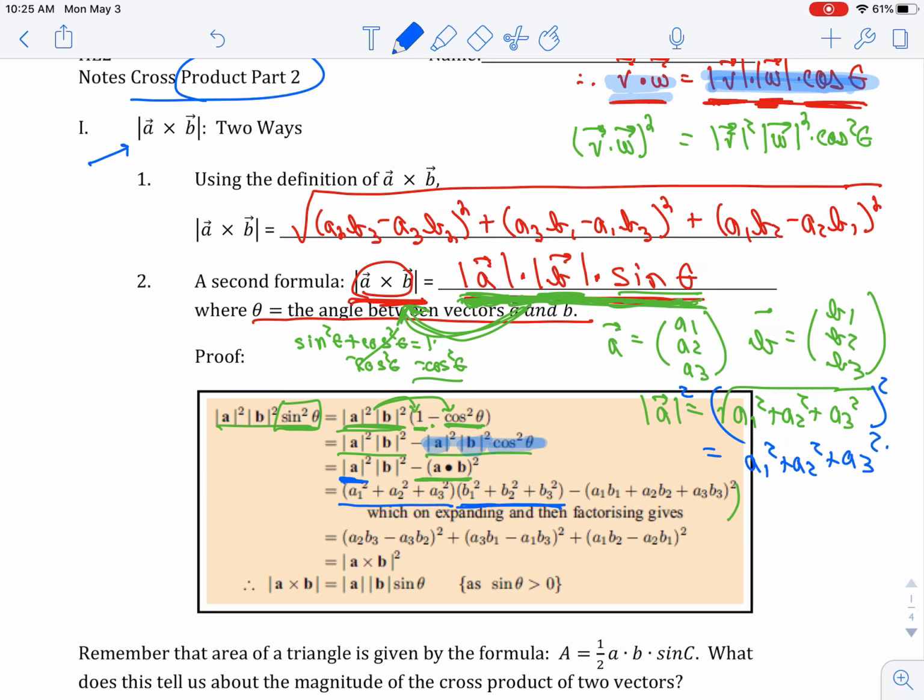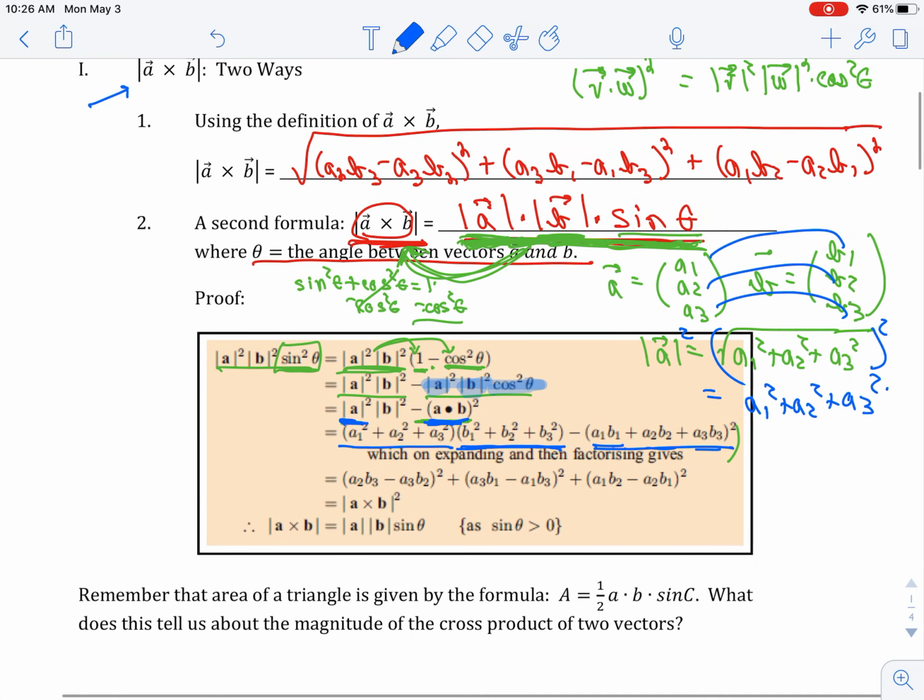Likewise, this is the magnitude of b squared, just b sub 1 squared plus b sub 2 squared plus b sub 3 squared. And then the dot product, of course, is just multiplying across. So a sub 1, b sub 1, a sub 2, b sub 2, a sub 3, b sub 3, and then we're going to square that.